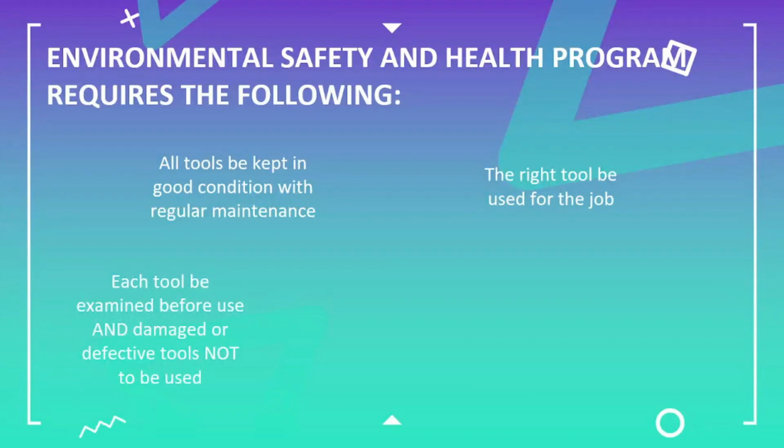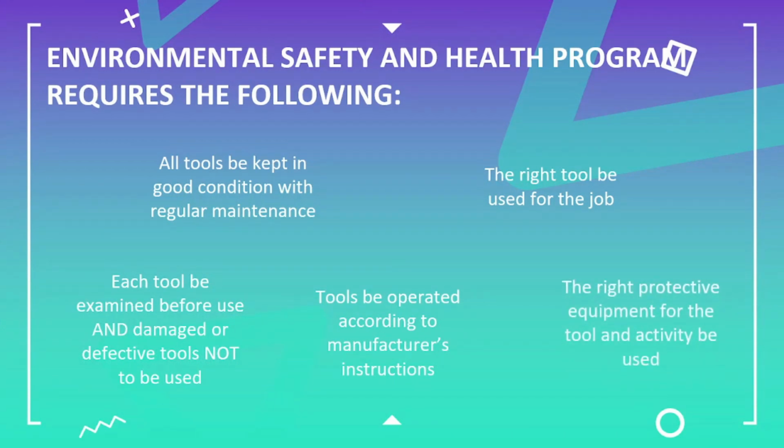The fourth one is tools be operated according to manufacturer's instructions or user's guide. Then the last is the right protective equipment for the tool and activity to be used. So to protect yourself from any harm or danger, we have to use PPE. Can you recall an example of a PPE? Yes, gloves, masks. Yes, very good.